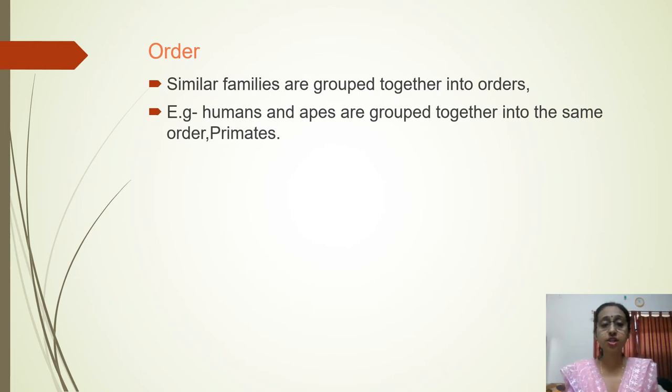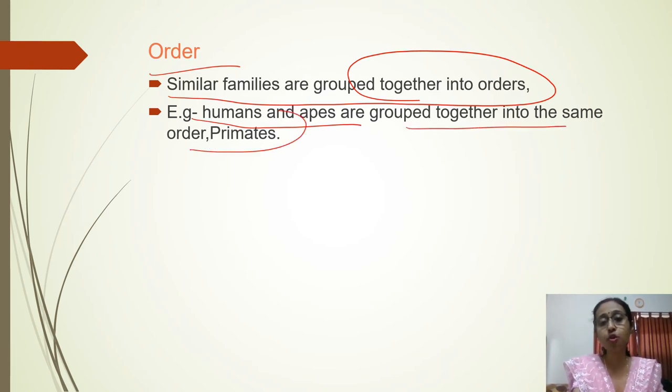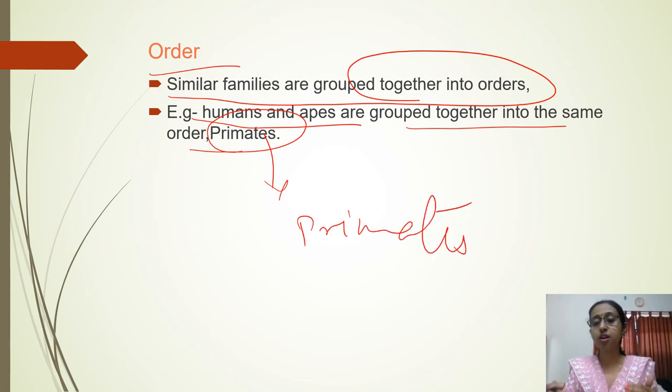Now next comes the order. Similar families are grouped together into orders. We are going from the bottom of the hierarchy upward: species, genus, we have completed family, and now we have come to order. For example, humans and apes are grouped together into the same order, the primates. We as well as the apes are under the same order called primates.